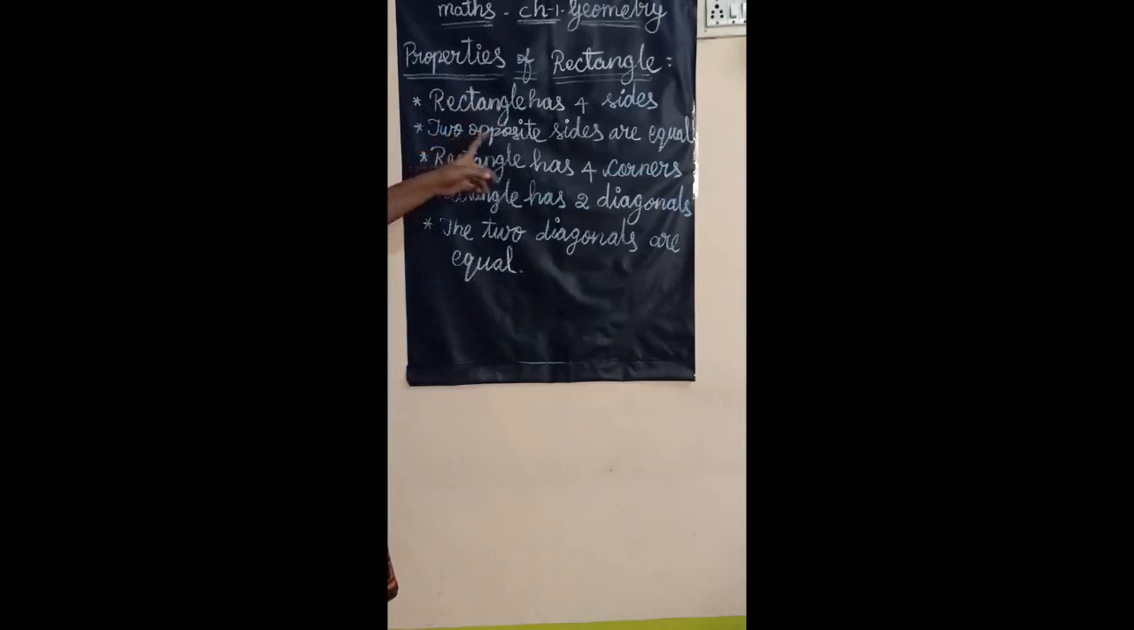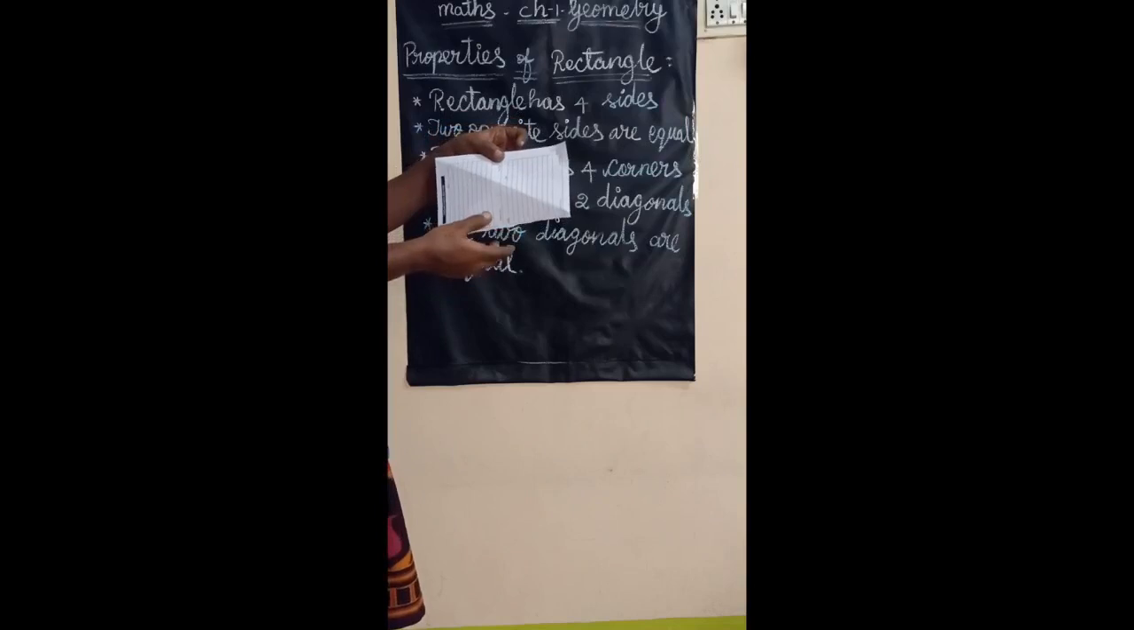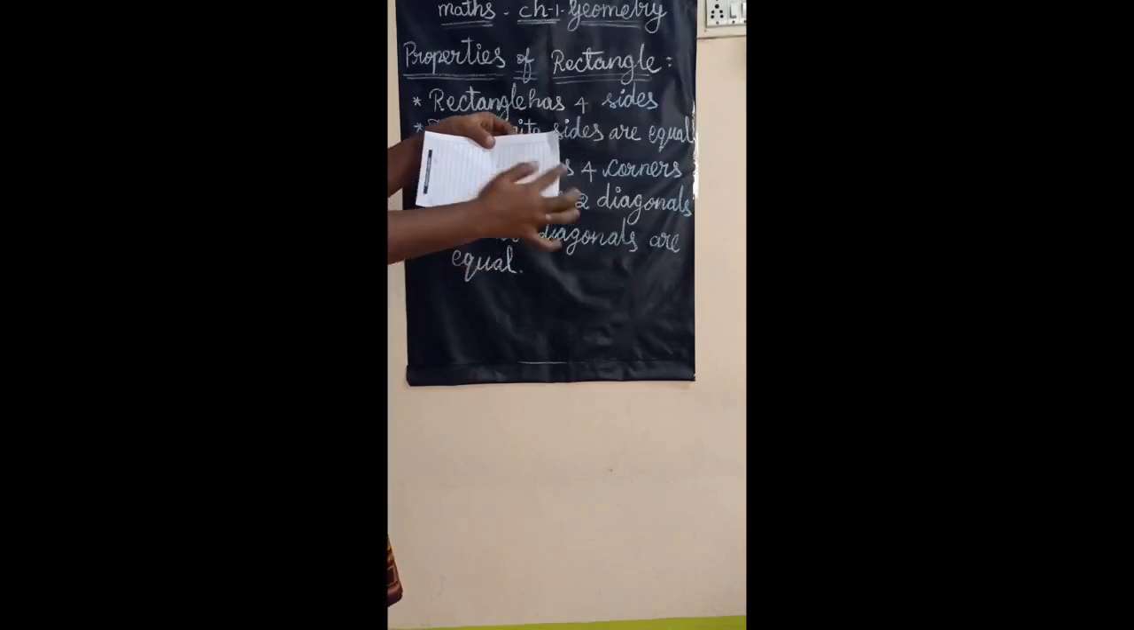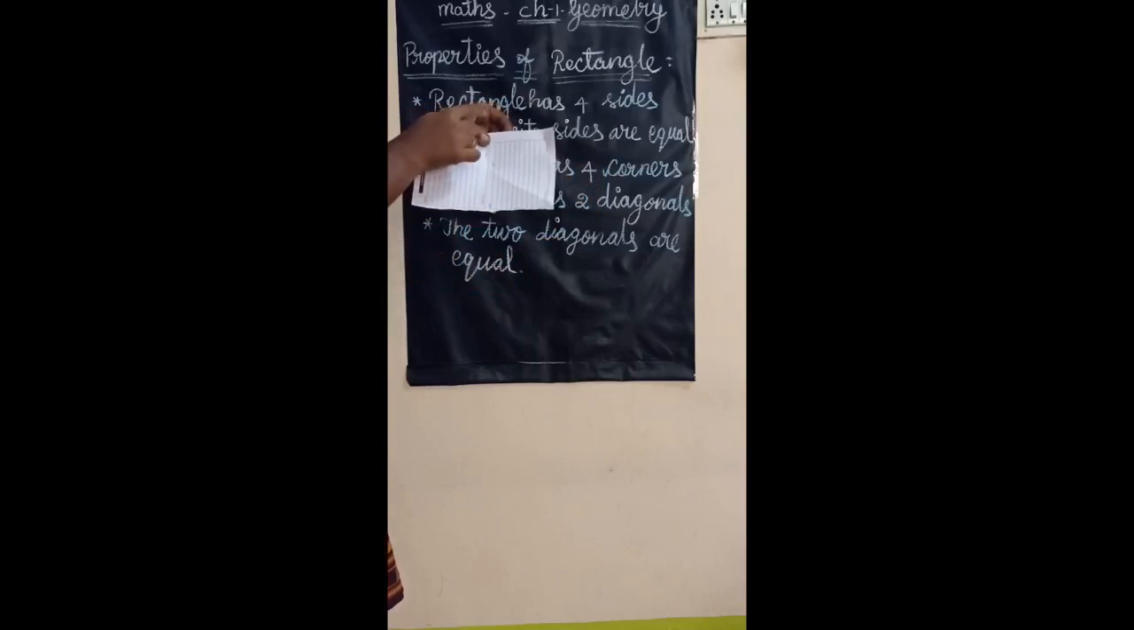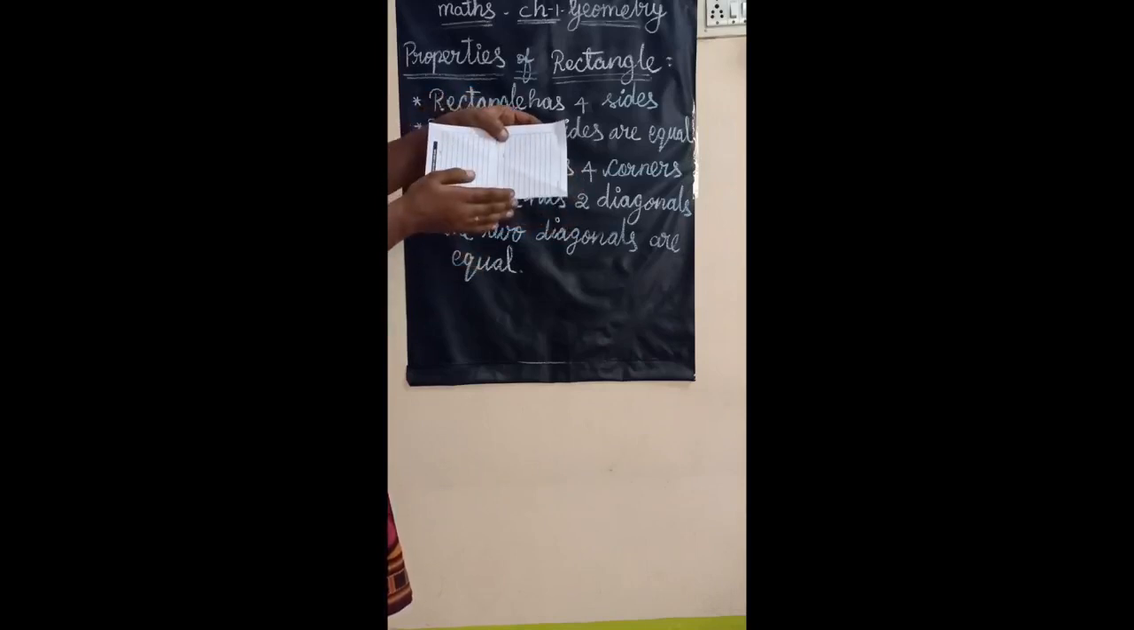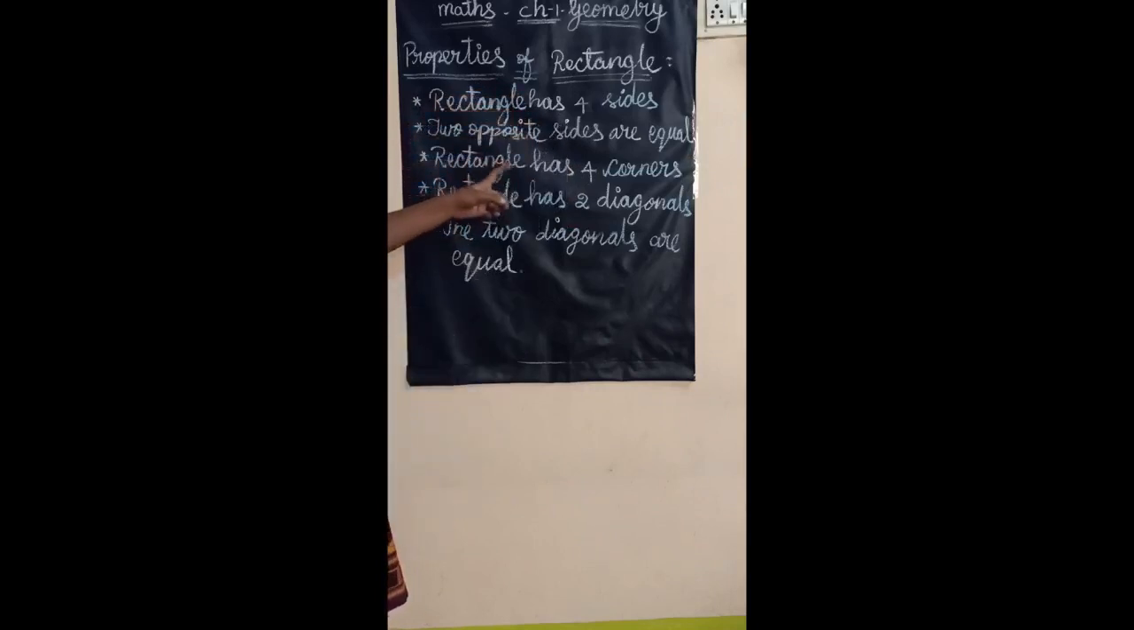Next point, two opposite sides are equal. In a square all the sides are equal, but in a rectangle only opposite sides are equal. Left and right, this length is the same; that one is very short. Next, up and down, so this length is equal. This one long, this one also long. So left and right, opposite sides are equal. Up and down are the opposite sides, so up and down sides are equal. So a rectangle has two pairs of opposite sides equal.